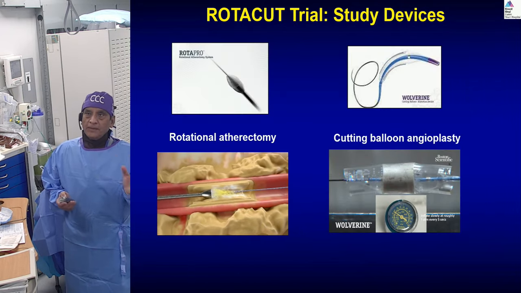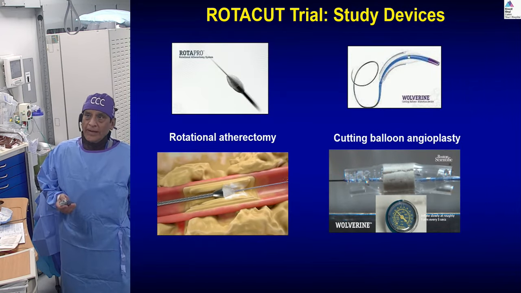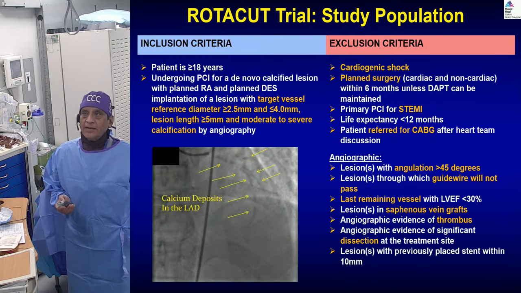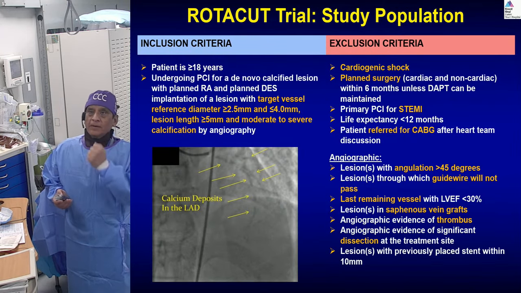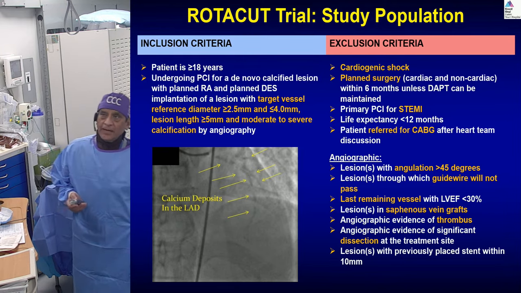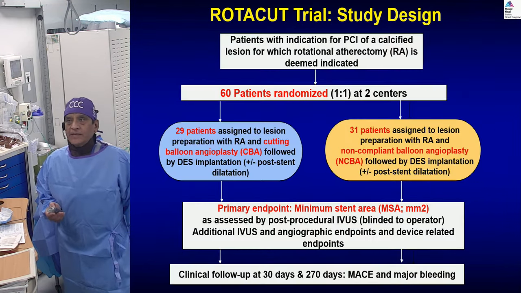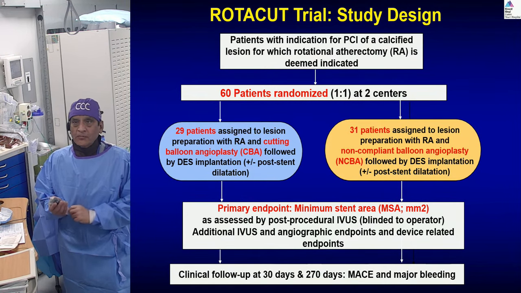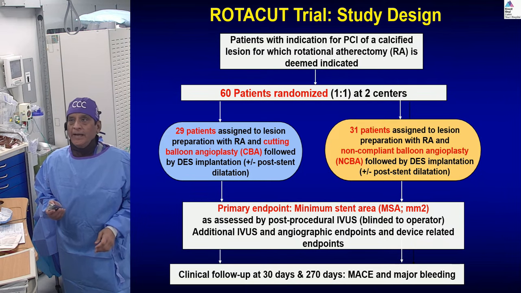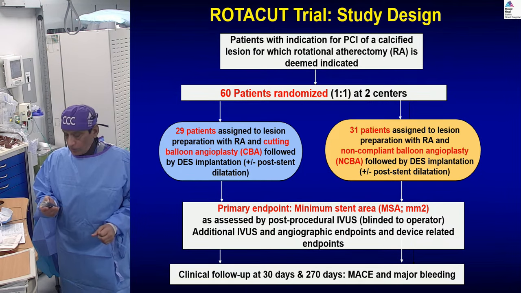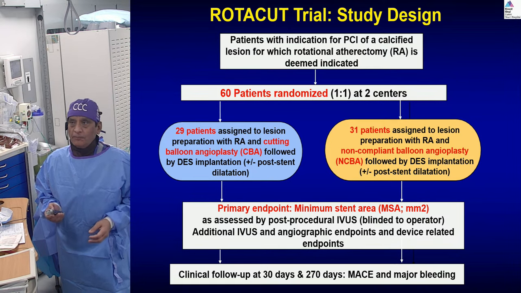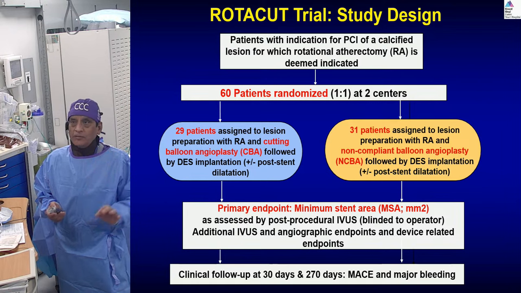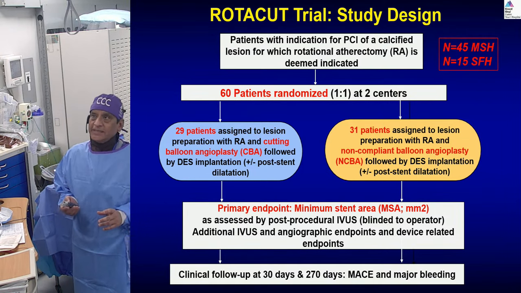You see the two devices, RotaPro and cutting balloon, were used in this trial. Typical long calcific lesions and really angulated lesions were excluded. This was a 60-patient, one-to-one randomization: 29 patients got the cutting balloon, and 31 patients got the non-compliant balloon. The primary endpoint was the minimum stent area at the end of the procedure, which was blinded to the operator. Of the 60 cases, 15 were done by St.